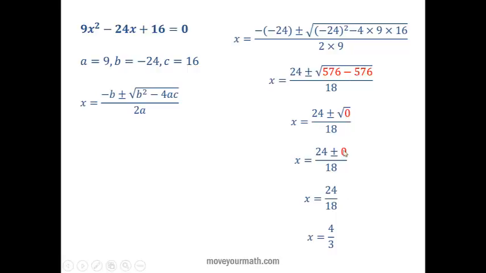So your first solution is 24 plus 0 over 18, and your second solution is 24 minus 0 over 18. So in fact, you've kind of got two copies of the same solution, so you only get one solution. In other words, any time that b squared minus 4ac is 0, you're only going to get one solution.